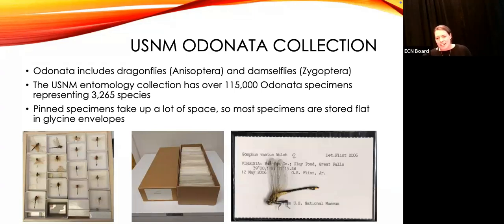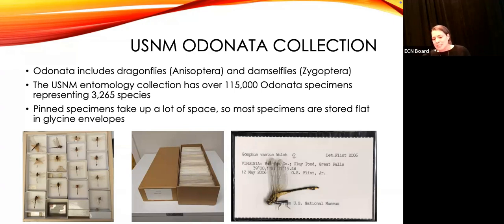So the USNM Odonata collection, obviously, as you all know, contains dragonflies and damselflies. We have over 115,000 specimens, and it represents 3,265 species. It's one of the largest and richest Odonata collections in the world. This collection was curated for a long time by Ollie Flint. After his passing, Torsten Deco has since become the curator. And so you'll hear both of them referred to a lot in this talk.